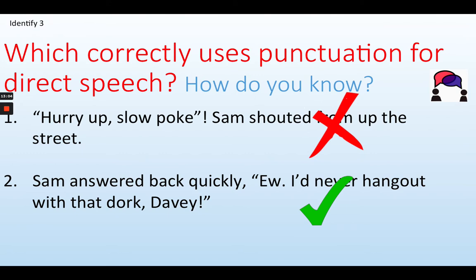Number 1 is incorrect because the exclamation point is outside of the speech marks. Remember, that punctuation to end the speech should be inside the speech marks. Number 2 is correct. Let's read it together with the punctuation. Sam answered back quickly, comma, speech marks. Ew, I'd never hang out with that dork, comma, Davy, exclamation point, speech marks. Your turn. Great work.